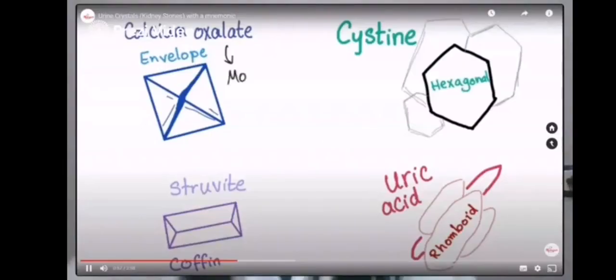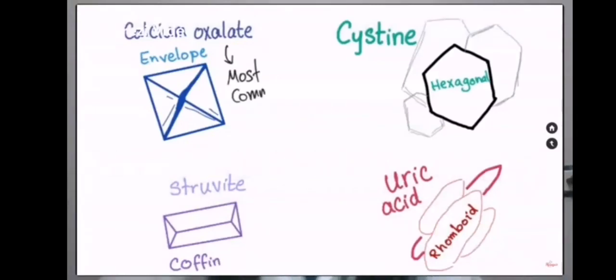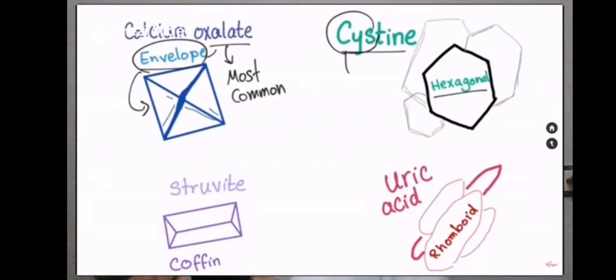First we have the most common type of stones. The envelope is the most common shape that you see in your life. You receive and send mail all the time. So calcium oxalate, envelope. Let's go to cysteine stones. They are hexagonal in shape. How do I remember it? Cys looks like six. Okay, especially if you know French or Spanish, it's pretty close.